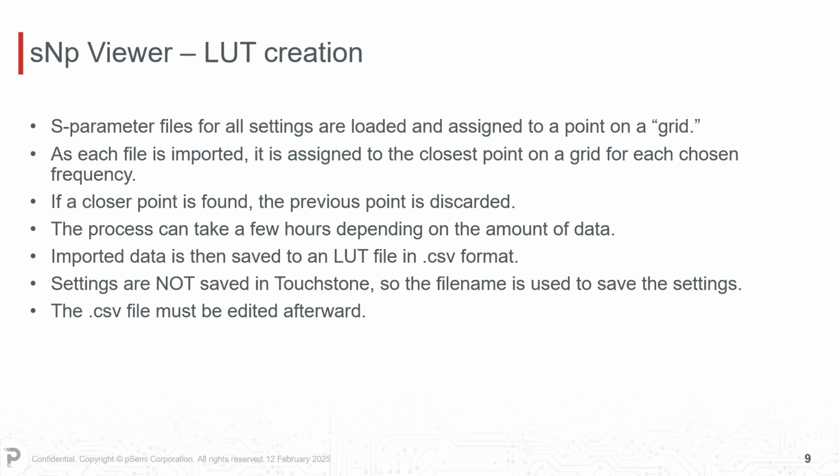S-parameter files for each setting are loaded and assigned to a point on a grid, and as each file is imported, it's assigned the closest point on the grid for each chosen frequency. If a closer point is found, the previous point is then discarded. The process can take a few hours, depending on how much data you've got. Imported data can then be saved to a lookup table file in CSV format.